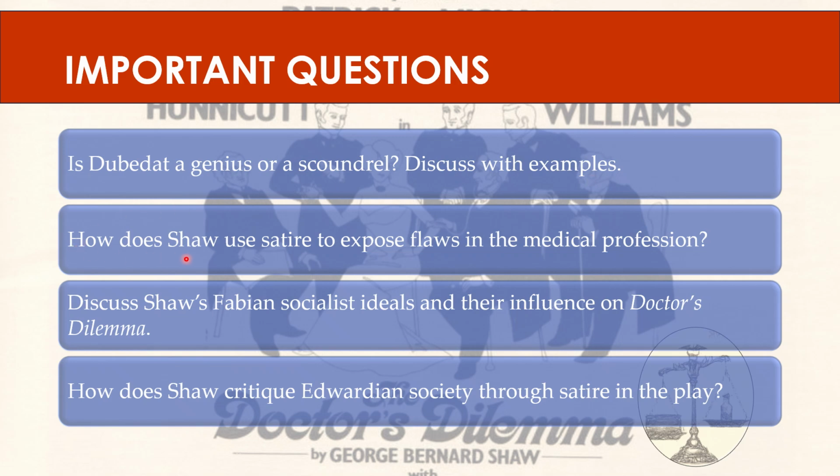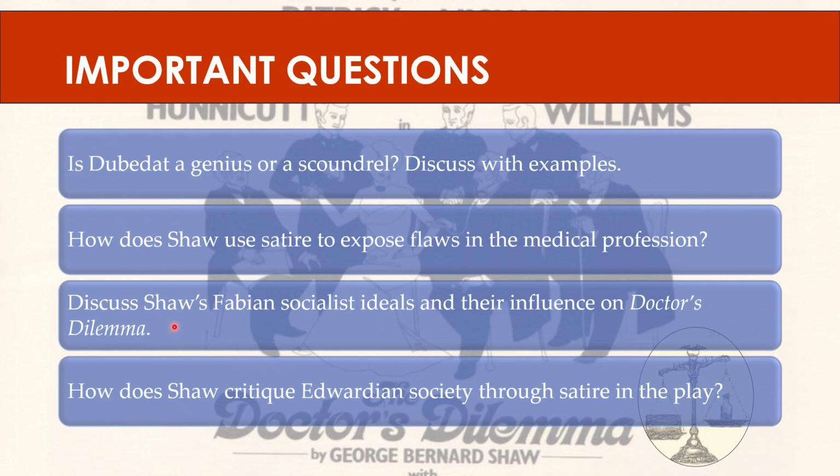Next, we have, how does Shaw use satire to expose flaws in the medical profession? So this is again the use of satire. Here the author also has been included in the question, that how is he using satire in order to expose flaws. Flaws means the drawbacks, negative points. Whose drawbacks are these? Medical profession. Flaws of medical profession. Next question, we have discuss Shaw's Fabian socialist ideals and their influence on The Doctor's Dilemma.